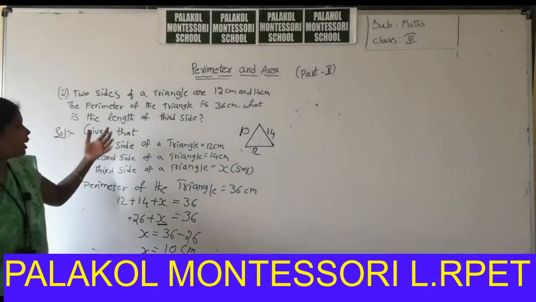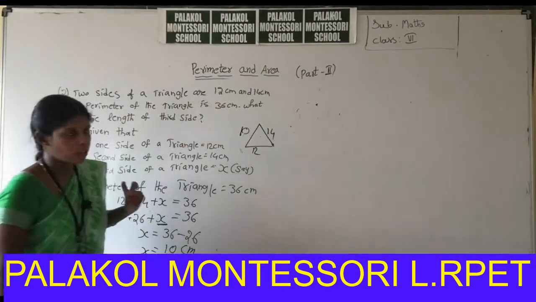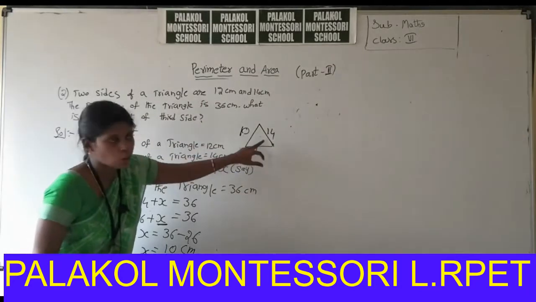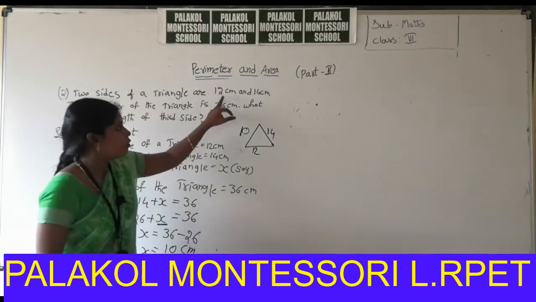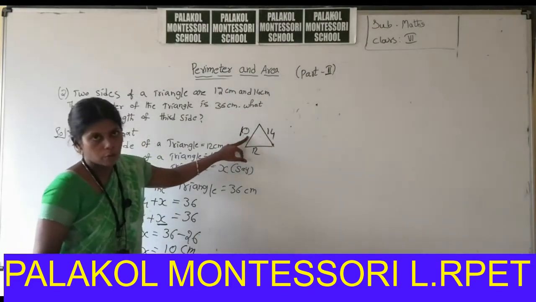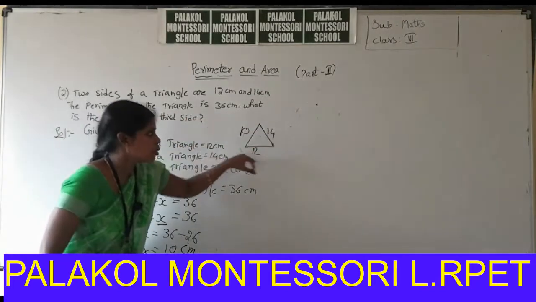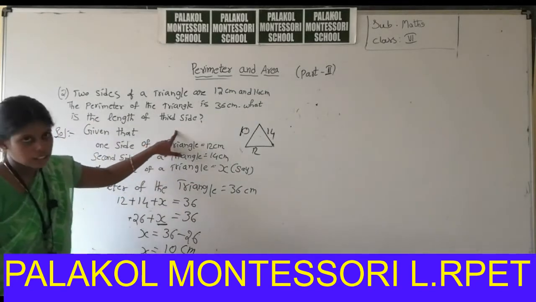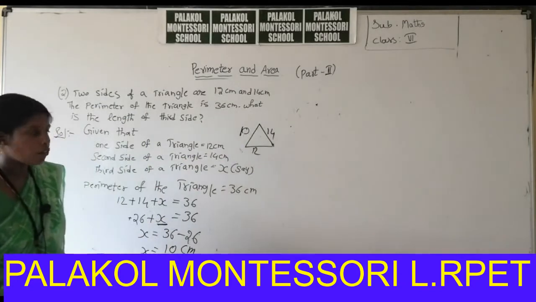And again I can explain: two sides of a triangle are 12 centimeters and 14 centimeters. So we can discuss a triangle in this question. How many sides are given? Only two sides are given. One side is 12 and another side is 14. So the third side we don't know. The perimeter of the triangle is 36 centimeters. What is the length of the third side? We can find the third side of the triangle.